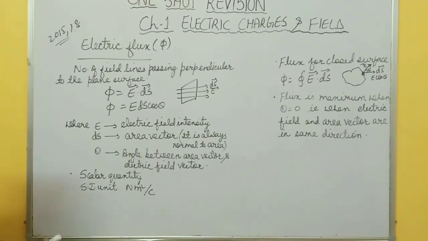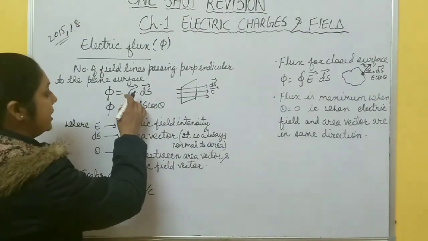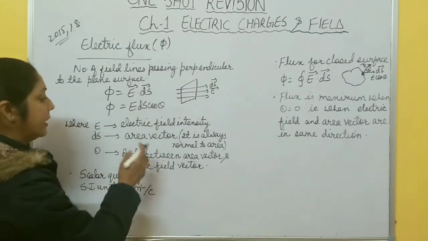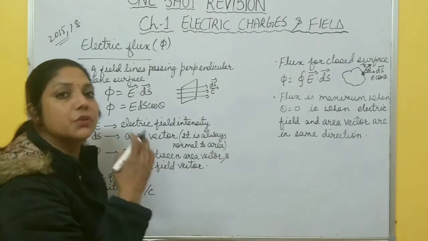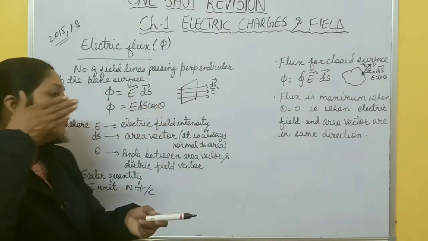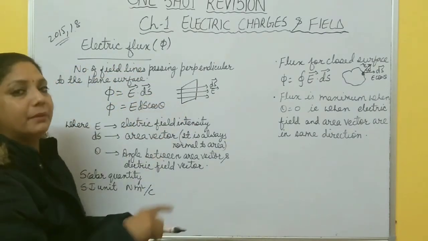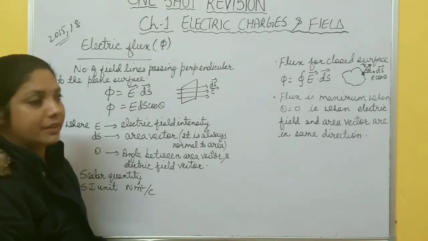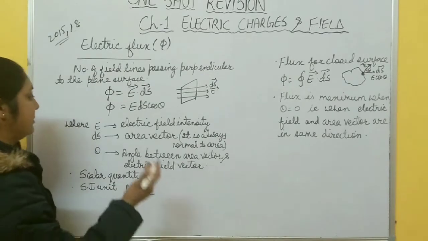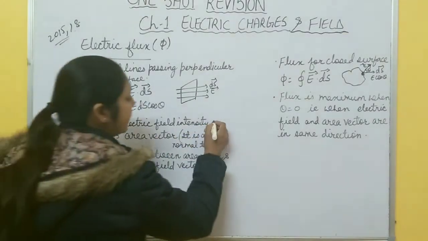So its formula is represented by phi equal to E dot ds. E is the electric field intensity vector and ds is the area vector, and this area vector is always normal to the area. If the electric field intensity and the normal to the area, meaning the area vector, are in the same direction, then the maximum number of lines pass through that surface, and that is electric flux. That time flux is maximum, right?